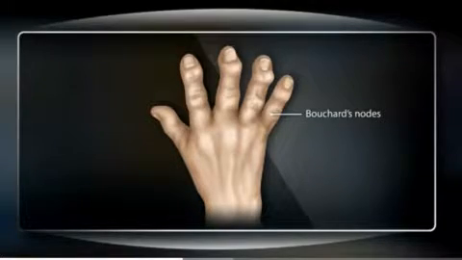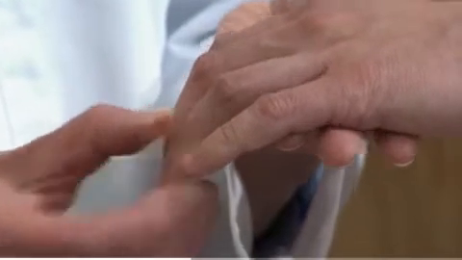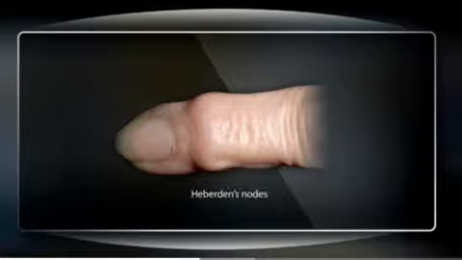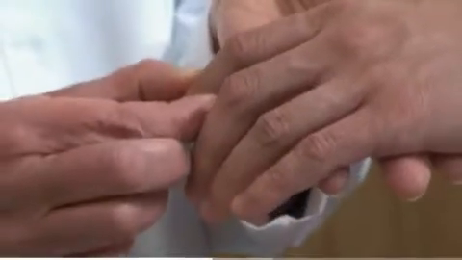They are benign. Using the same techniques, examine the DIP joints. Benign bony nodules at the DIP joints, or Heberden's nodes, are also common in osteoarthritis. Repeat on the other hand.